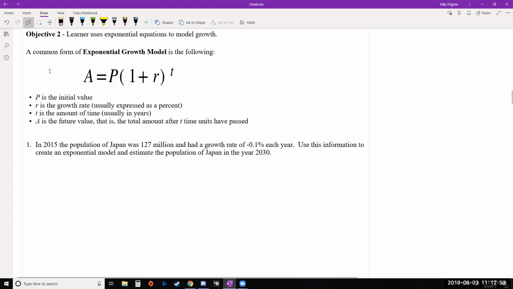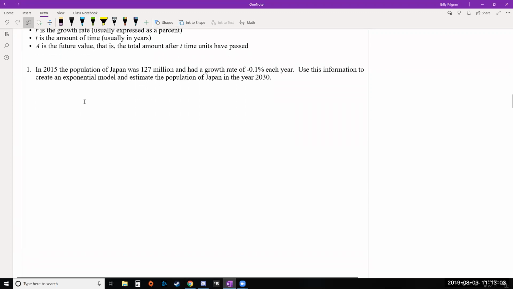And then solving for t requires that we get a variable out of the exponent position, which is going to require a logarithm, which we'll look at in our last objective. Let's go ahead and look at this first example. It says in 2015, the population of Japan was 127 million and had a growth rate of negative 0.1% each year. Use this information to create an exponential model and estimate the population of Japan in the year 2030.